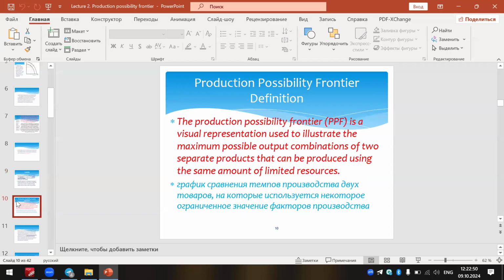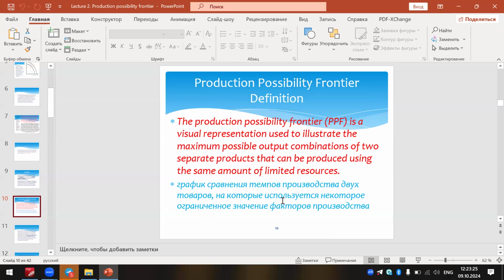So production possibility frontier definition. So production possibility frontier is a visual representation used to illustrate the maximum possible output combinations of two separate products that can be produced using the same amount of limited resources. So it means график сравнения темпов производства двух товаров, на которые используется некоторое ограниченное значение факторов производства.